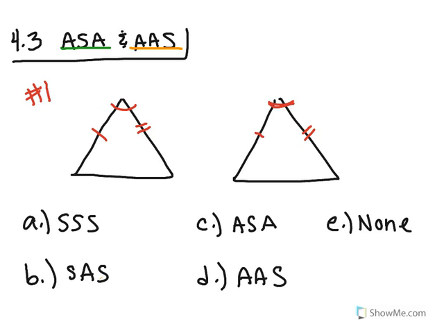The correct answer for number one is B, side, angle, side. If you got that wrong, I want you to take a look back and see if you can figure that one out. Let's take a look at number two. All right, give this one a try. And the correct answer for this one should be C, angle, side, angle. Let's try number three. Okay, try this one.